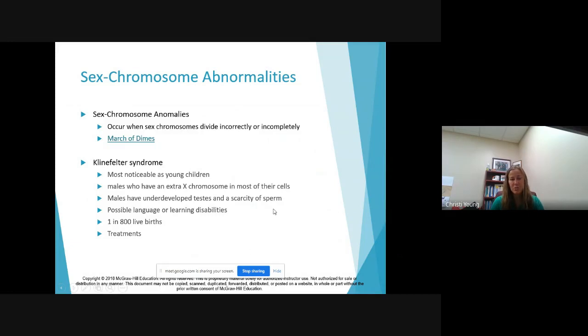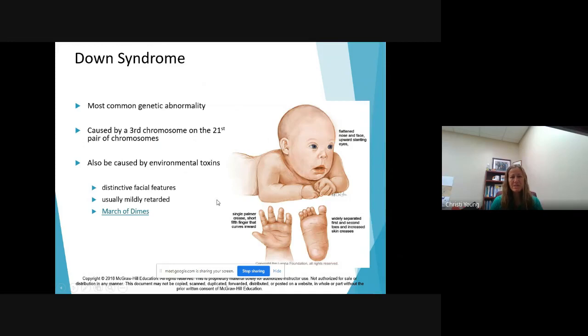Okay, so that is one that you will want to know, as well as Down syndrome. Down syndrome is one that can be caused either genetically or by environmental toxins. More commonly, it's going to be genetic. Things we know about this: it's much more common in older women as well as very young women. The issues you see right here are distinctive facial features, usually mild mental retardation, and it's caused by a third chromosome on the 21st pair of chromosomes. That's why they call it trisomy 21 as well.